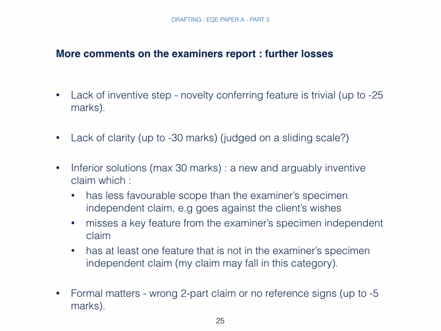And on formal matters, wrong two-part claim or no reference signs, you lose up to 5 marks for this. So if you put your characterizing in the wrong place, and if you leave out reference signs, you may lose 5 marks on your claim.